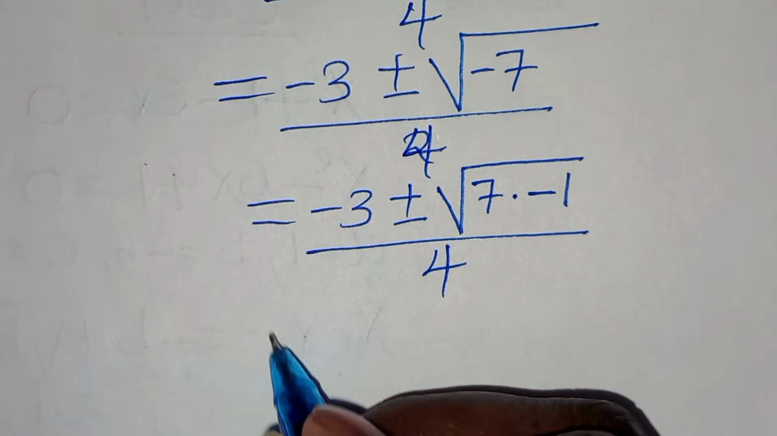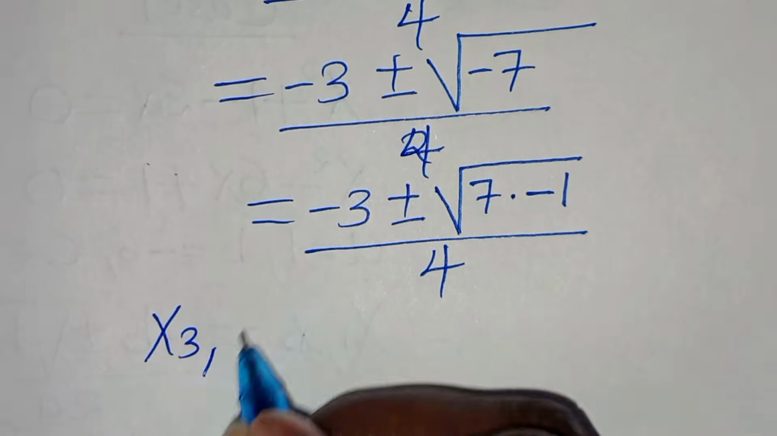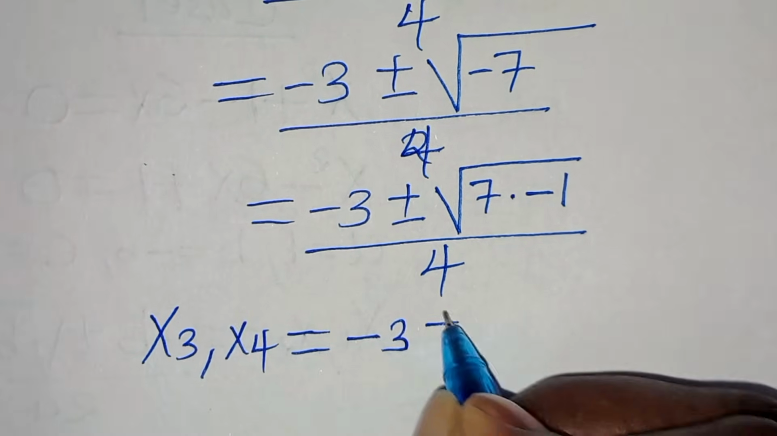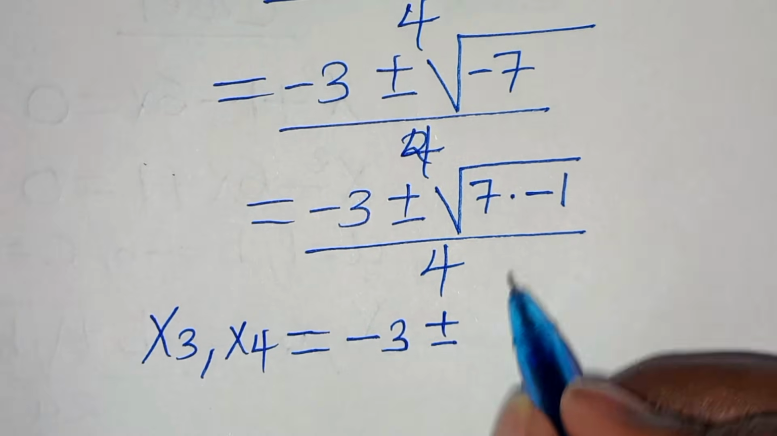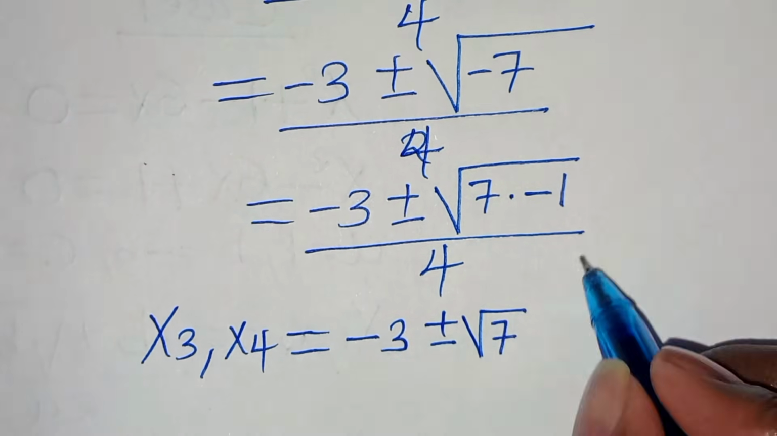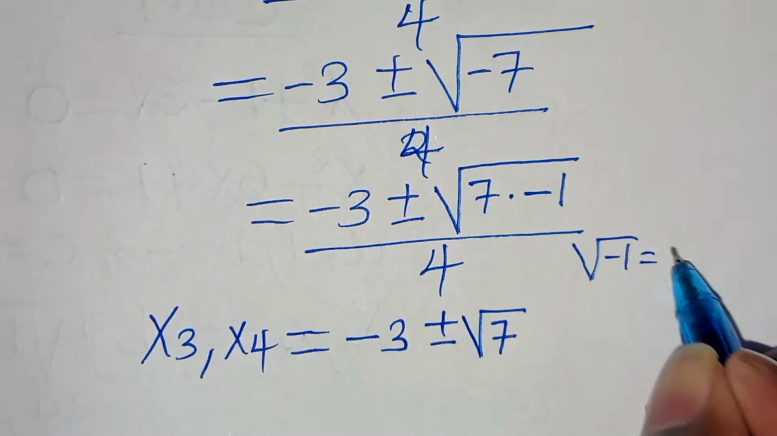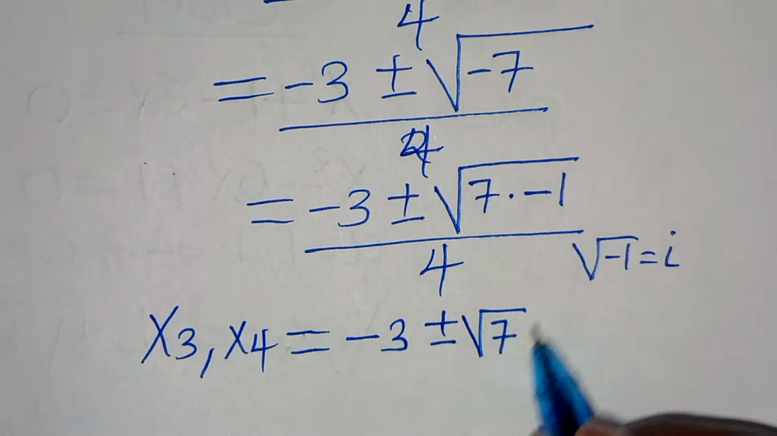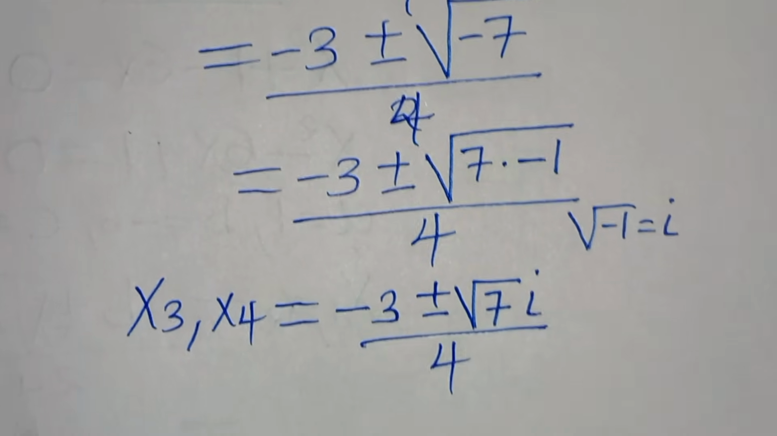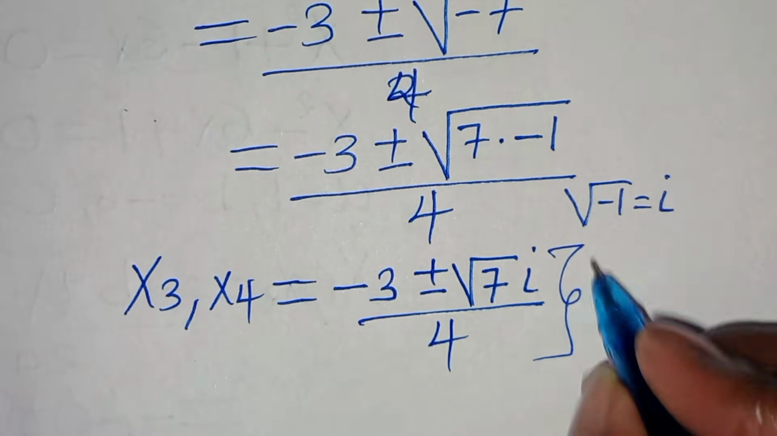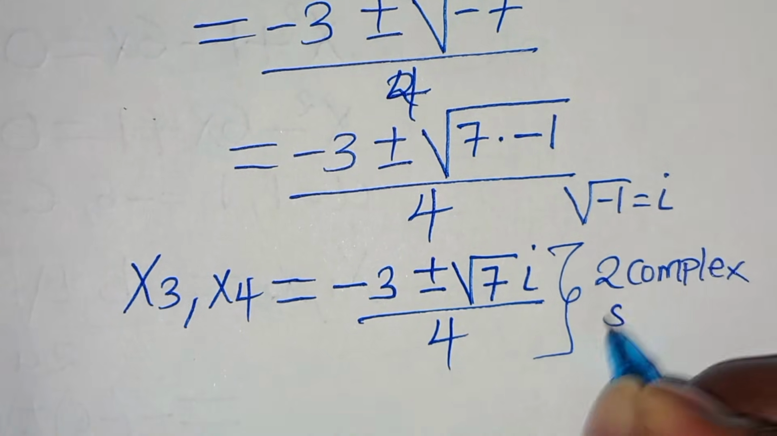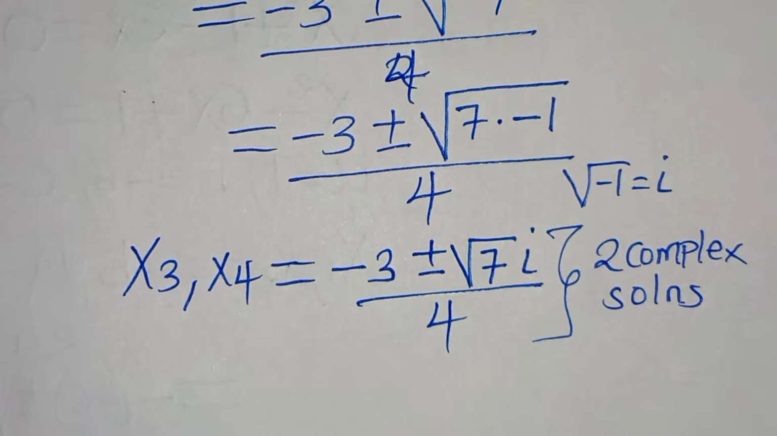Now we have here x3, x4 equal to minus 3 plus or minus the square root of 7, then the square root of minus 1, this is the same thing as i, so we have square root of 7 i divided by 4. And this means that here we have two complex solutions. These are two complex solutions under case 2.